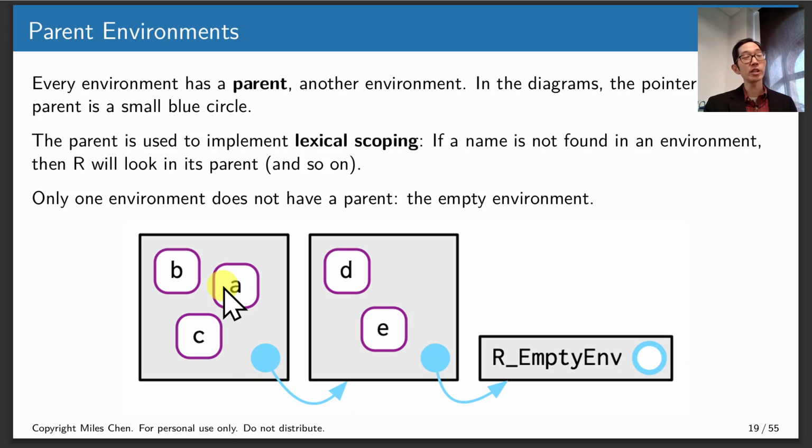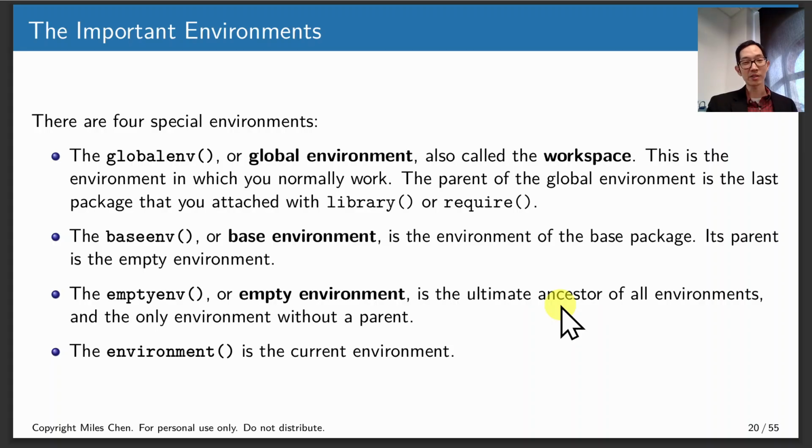If I search for D, it first looks in here, doesn't find the name D here, goes to the parent, finds the name D there, and uses that object. Every environment has a parent, with the exception of the empty environment. The empty environment is the topmost environment with no ancestors. So we have a few environments that are special.